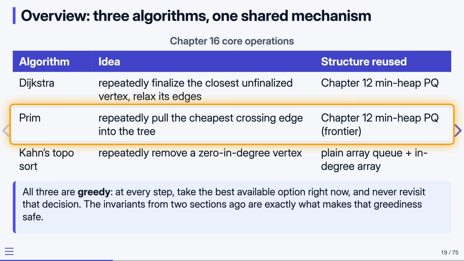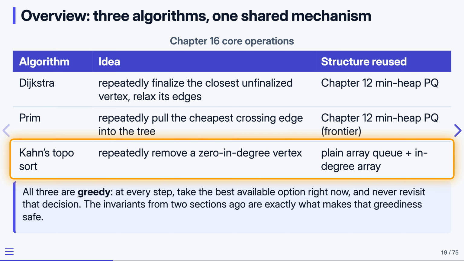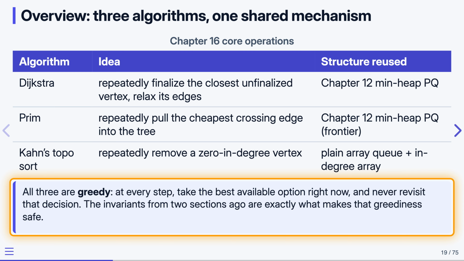Prim repeatedly pulls the cheapest crossing edge into the tree. It reuses the same min-heap priority queue to hold its frontier. Kahn sort repeatedly removes a vertex with 0 in-degree. It uses a plain array queue plus the in-degree array. All three are greedy. At every step they take the best option available right now and never revisit that choice. The invariants from earlier are exactly what makes that greediness safe.